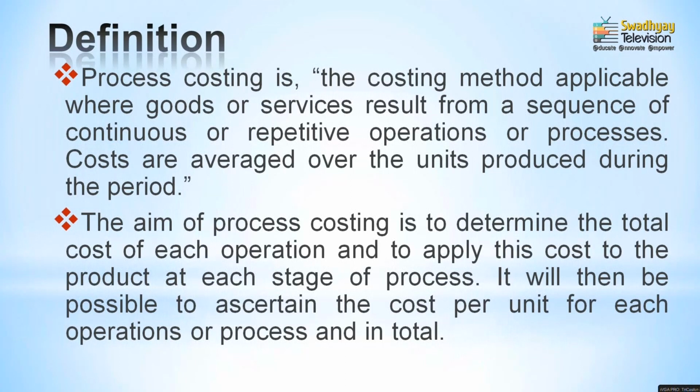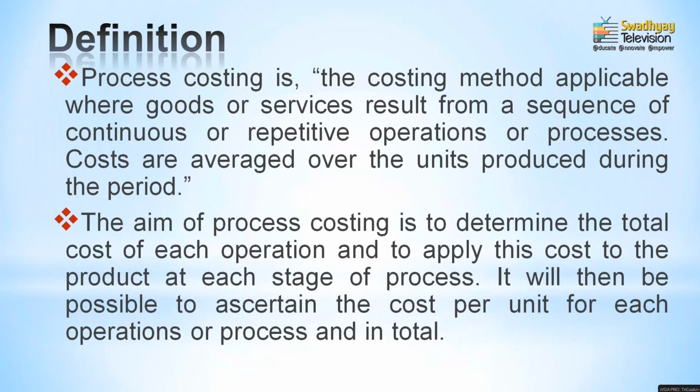One is that it is a continuous process, a sequence of processes. Then you can identify that it may be a manufacturing process involving goods or services, or you can identify the averaging of cost. Averaging a cost means that the cost has been divided between the departments, or between the activities, or you can say between the processes.